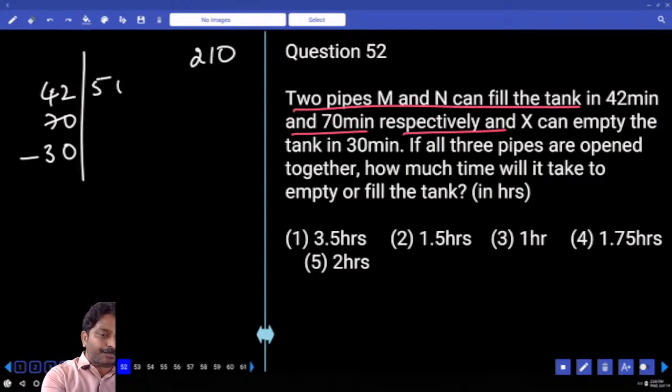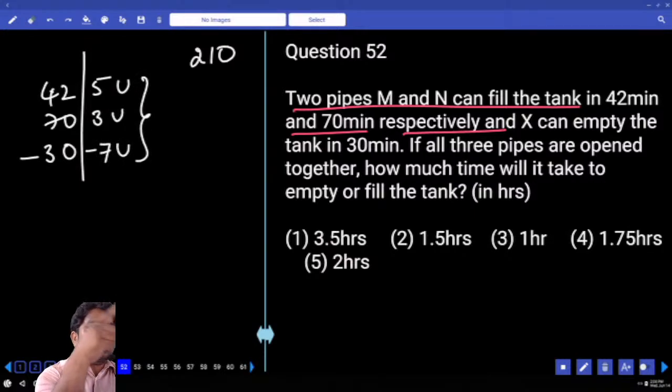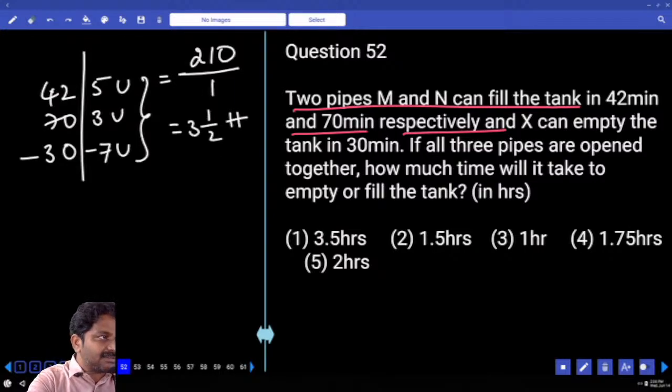First pipe does 5 units positive work. Next one 3. And the last one 7 units negative work. All are open together, right? 8 units positive work, 7 units negative work. Finally, 1 unit positive work. If it is positive work, the tank is getting filled in the final case, right? If it is negative, the tank is getting emptied. Understood? So how much time does it take? 10 minutes or hours? Minutes. Convert into hours: 3.5 hours.